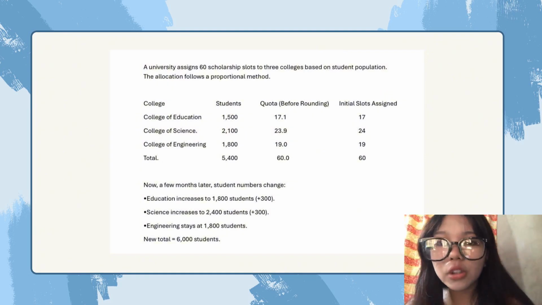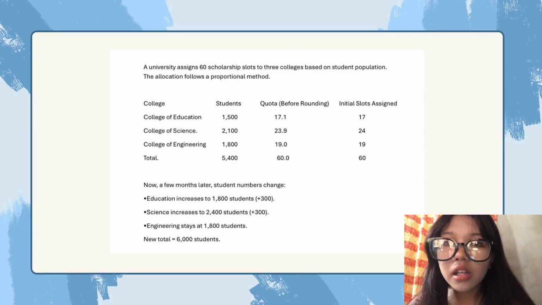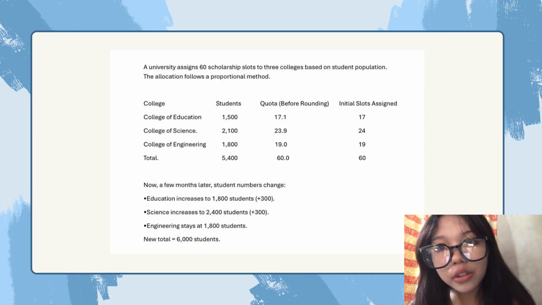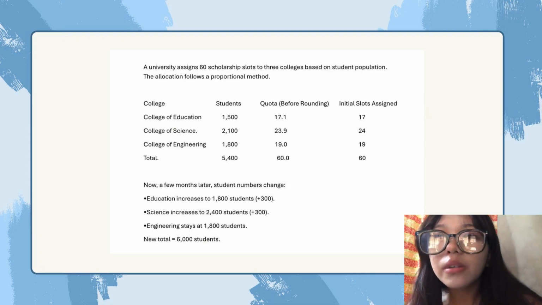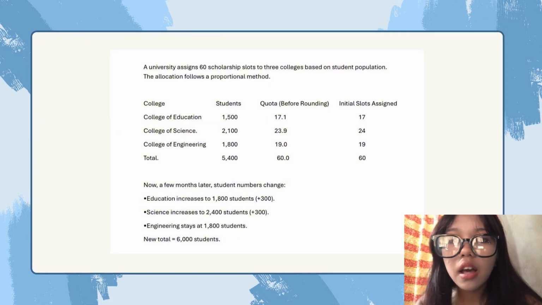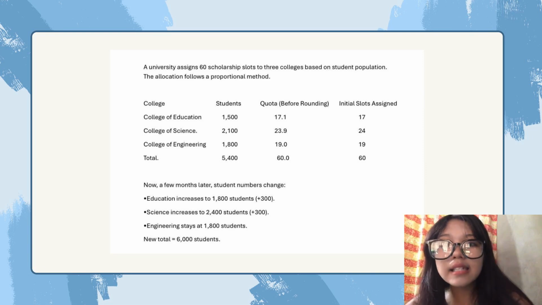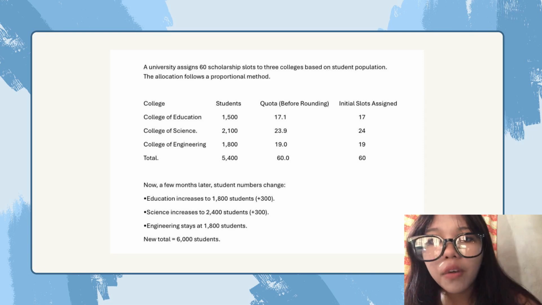Based on their population, the College of Education had 1,500 students and it got 17 slots. Next, the College of Science had 2,100 students and it got 24 slots. The College of Engineering had 1,800 students and it got 19 slots. The total was 5,400 students and exactly 60 slots. This was the first fair distribution.